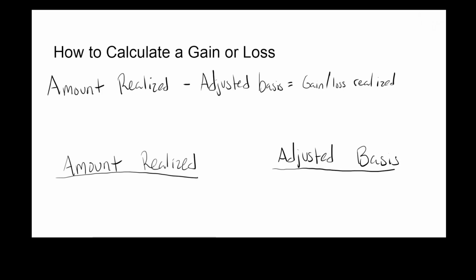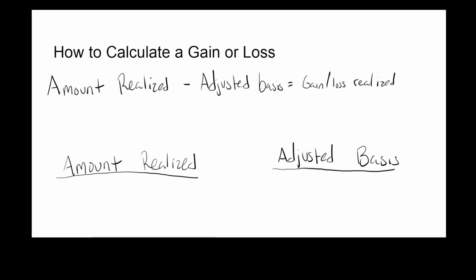So what does that mean? First and foremost, the amount realized. The amount realized from a sale or other disposition is equal to the sum of the money received plus the fair market value of any other property received, and then we subtract out the cost to transfer that property. If the taxpayer is relieved of a liability, that liability amount is added to the amount realized.